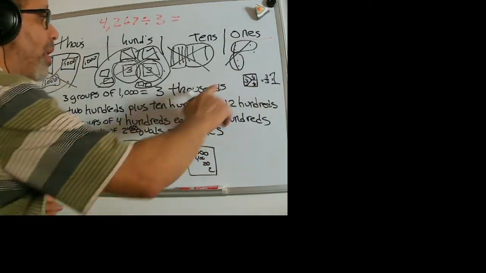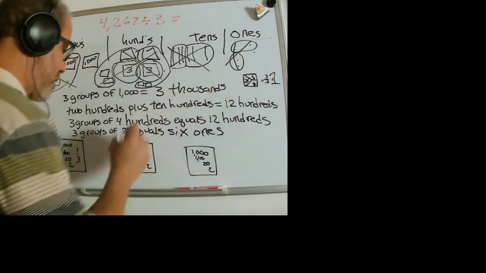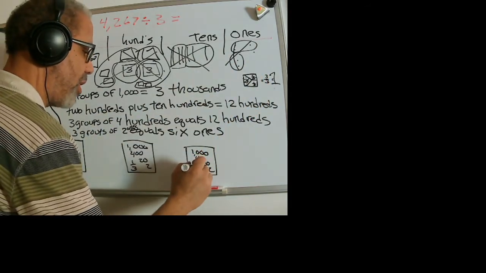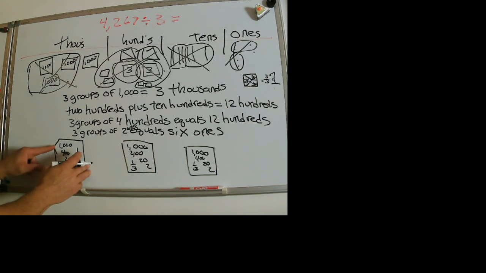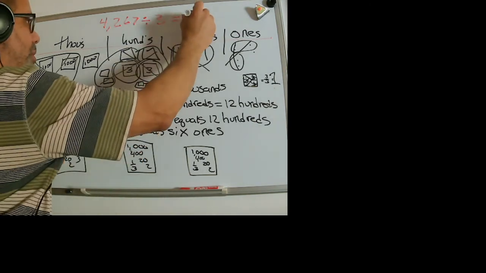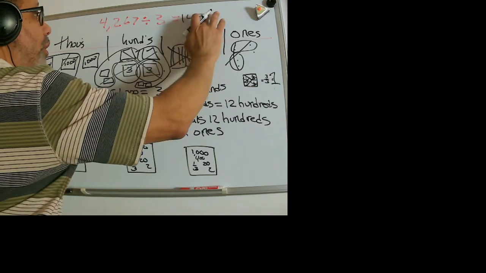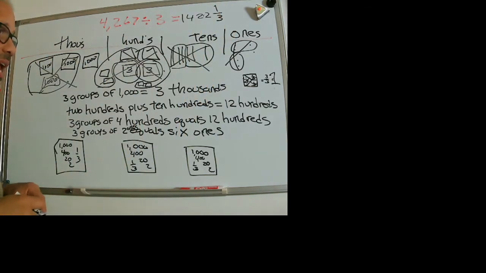That we've now broken down into 3 equal-sized pieces. And each group gets a third. He gets a third. That one's gone. He gets a third. That one's gone, and the last group gets a third. That one's gone. The answer is the value of one group: 1,000, 400, 20, 2, and 1/3. The answer is 1,422 and 1/3.